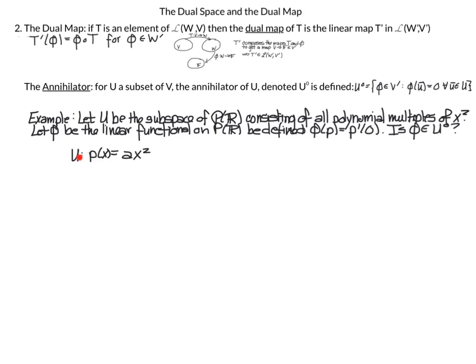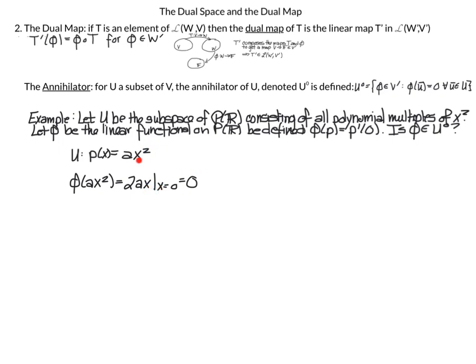We start by noting that U looks like the polynomials that are scalar multiples of x squared, where a is a scalar. We can then take phi of our polynomial. Our phi is equal to the first derivative evaluated at 0. So our first derivative of ax squared is 2ax, evaluated at x equals 0, which is equal to 0.